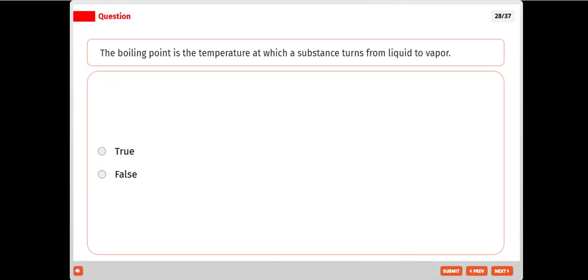The boiling point is the temperature at which a substance turns from liquid to vapor. True.